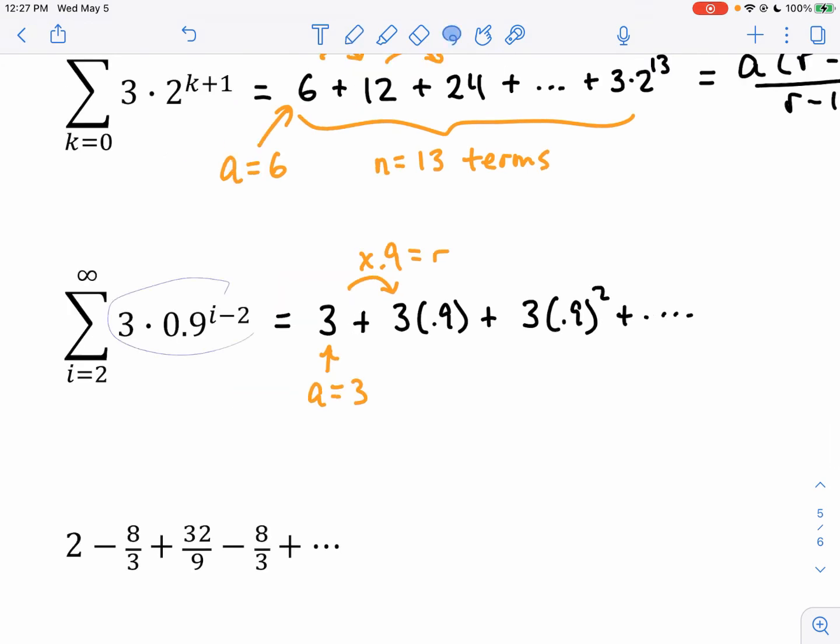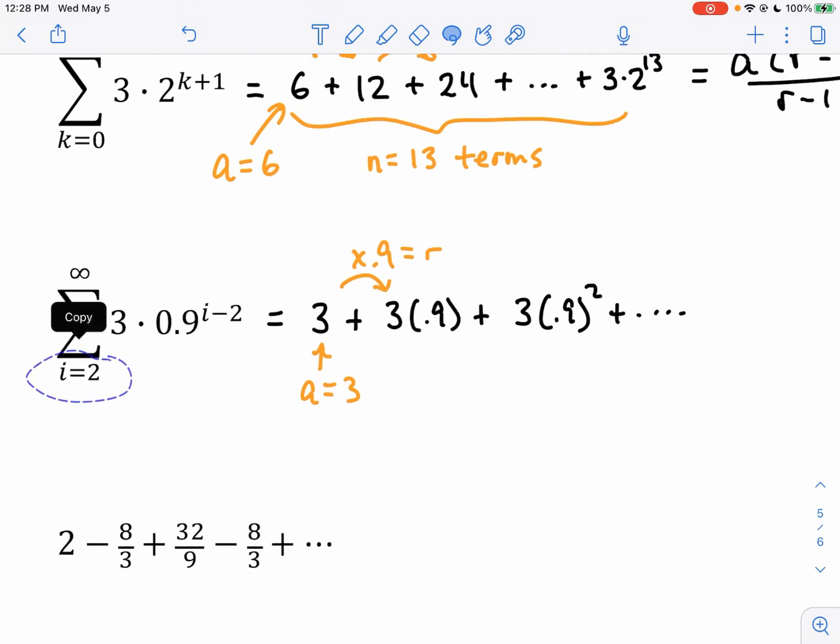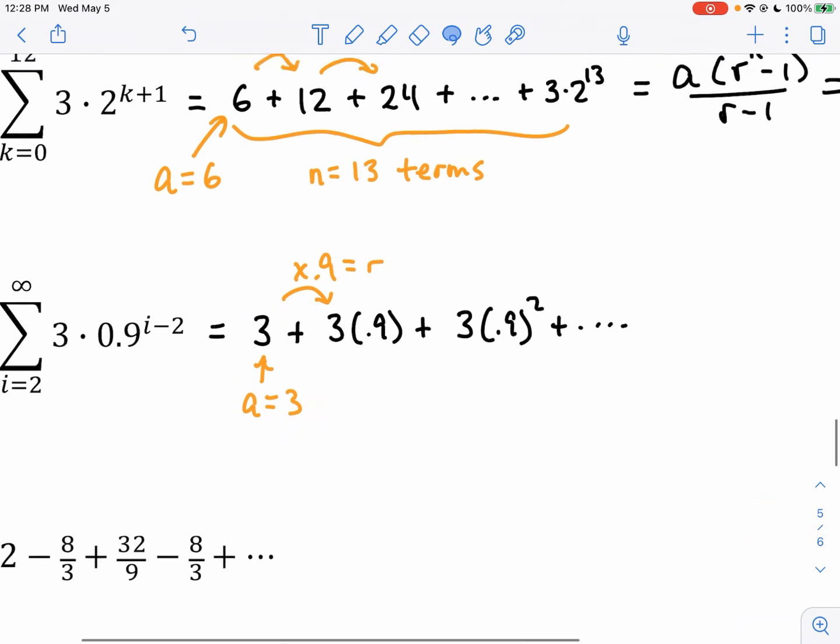Be careful you don't just assume that what you see in here reveals the first term easily. You need to plug in your starting value of i into this. That will reveal what the first term of your sum actually is. If this had been starting at i equals 3, then our first term would have been this one. This would have been a, and not 3. So be careful about that. Always make sure you plug in your first i into your summand. That will dictate what your first term is.